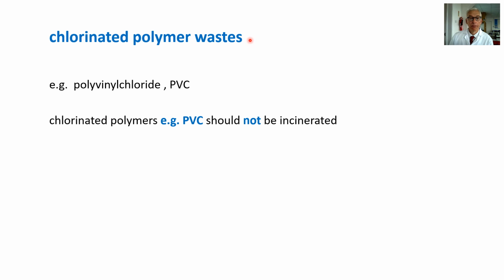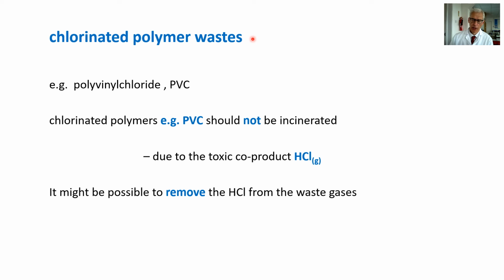However, chlorinated polymer wastes pose a slightly different problem, for instance PVC, in that they should not be combusted or incinerated, and that's because they will produce hydrogen chloride, which is a toxic product. So it might be possible to remove HCl from the waste gases, but in general chlorinated polymer wastes are not combusted for energy extraction.